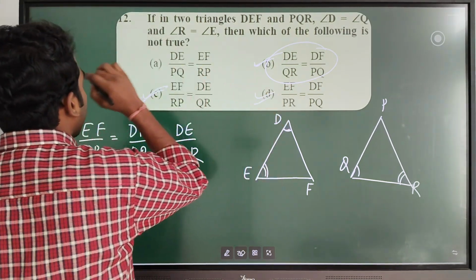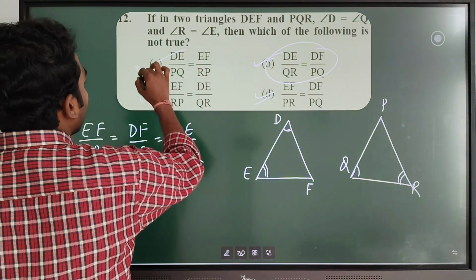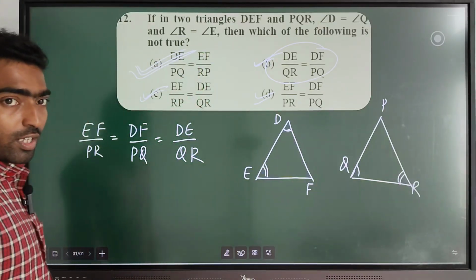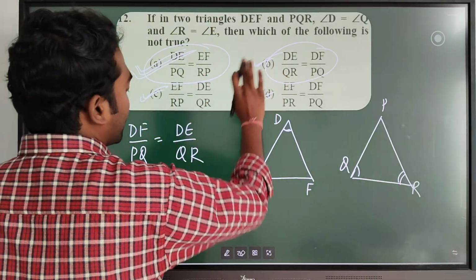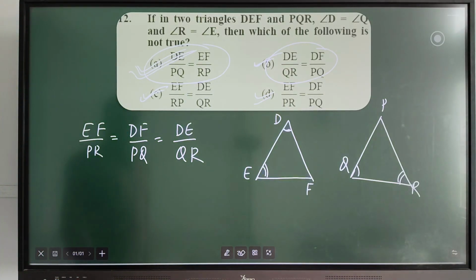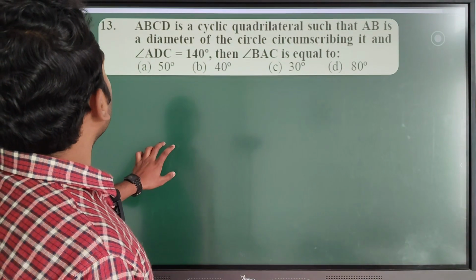Which means option A is your correct answer, which is not true, and all these three options are true. Okay, so now you can take the screenshot. Now we are moving to the next question. Question number 13.